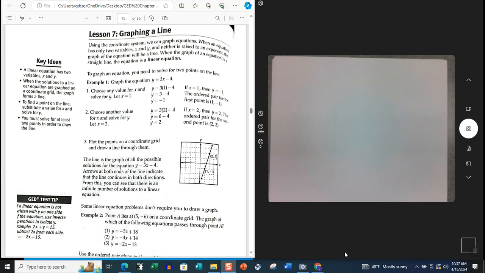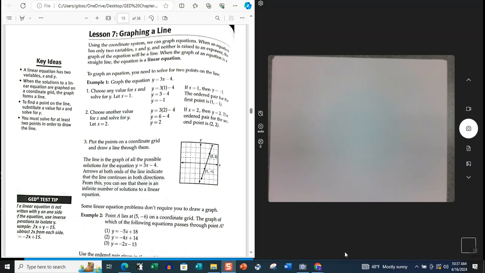Class, we're about to start lesson 7, graphing a line from chapter 6. It says, using the coordinate system, we can graph equations. When the equation has only two variables, x and y, and neither is raised to an exponent, the graph of the equation will be a line.